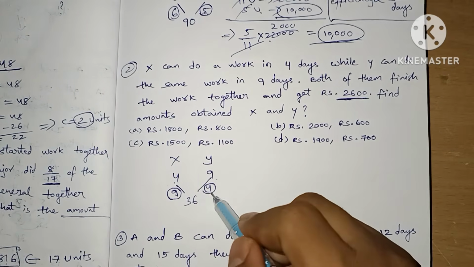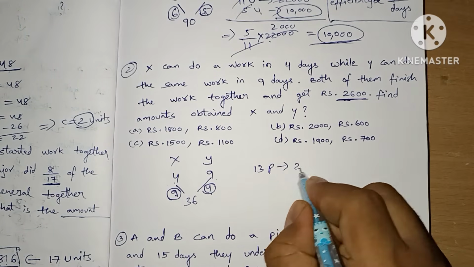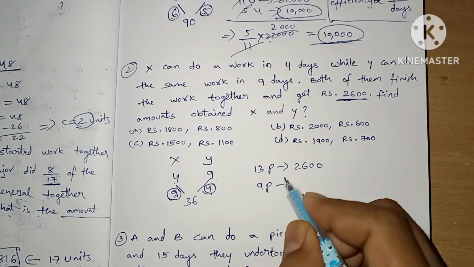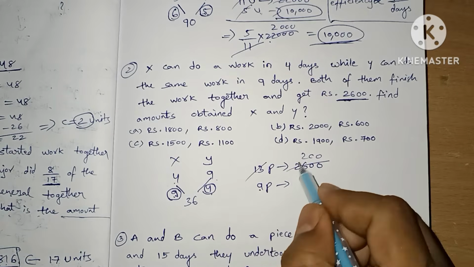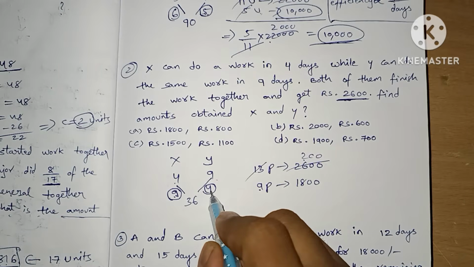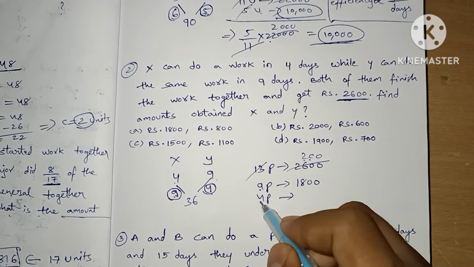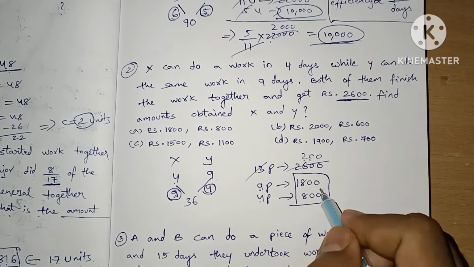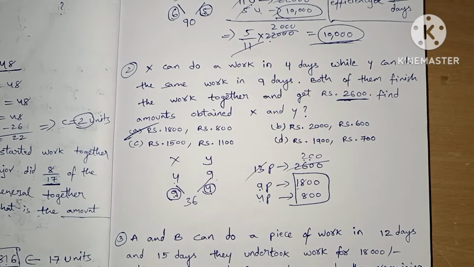Here the sum of these two, 9 plus 4, 13 parts value is given as 2600. So 1 part value is 200. 9 parts value will be 9 times 200, which is 1800. For Y, 4 parts: 1 part value is 200, so 4 parts value will be 800. So the wages for X and Y are 1800 and 800. Option A is our answer.